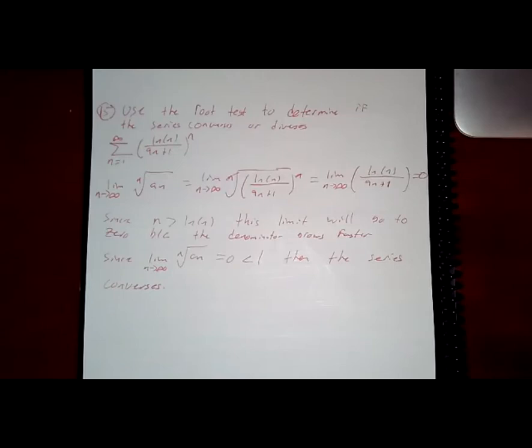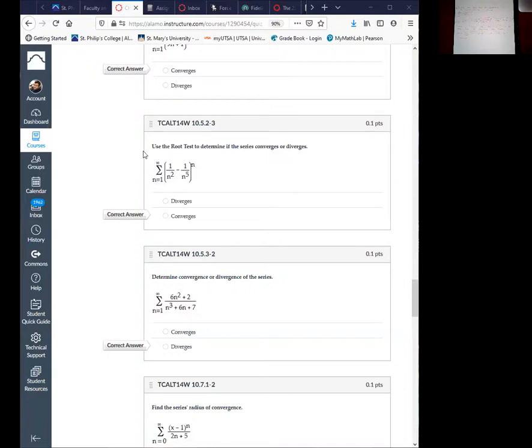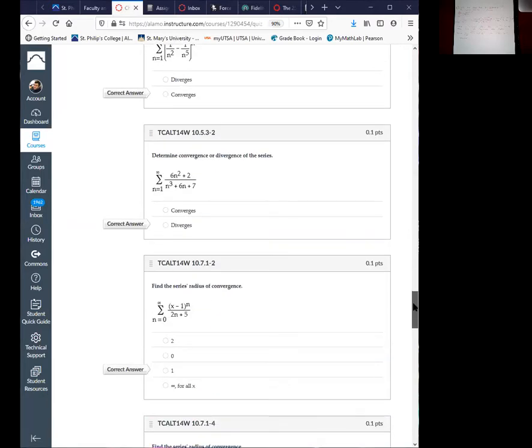Okay, the next one is also a root test, which I'll show you. This one, you just take the limit, and these will both go to 0, so it converges. See what's left here.